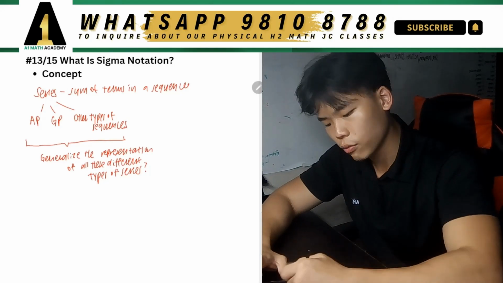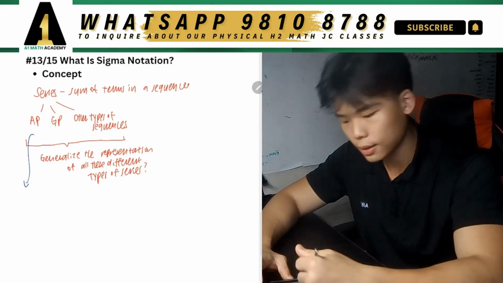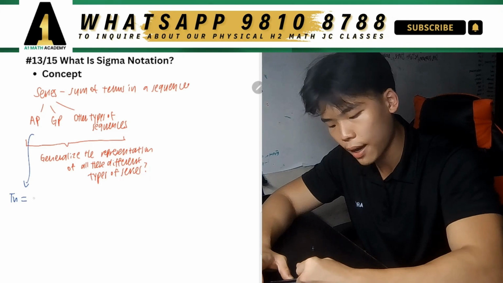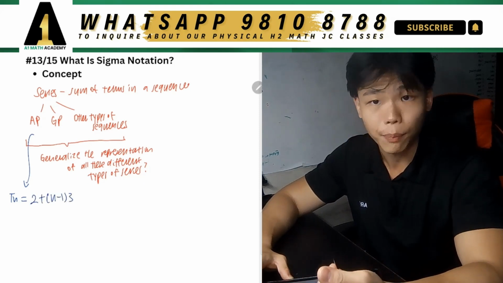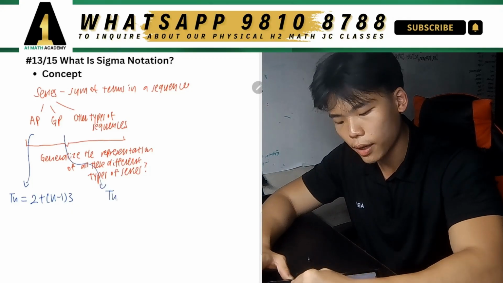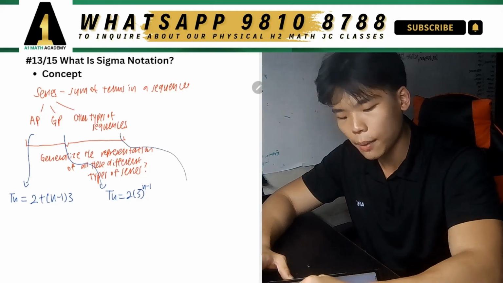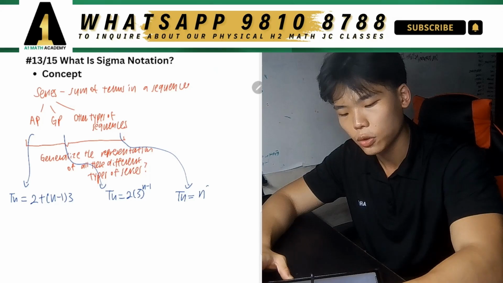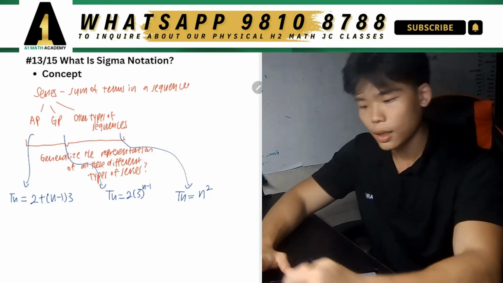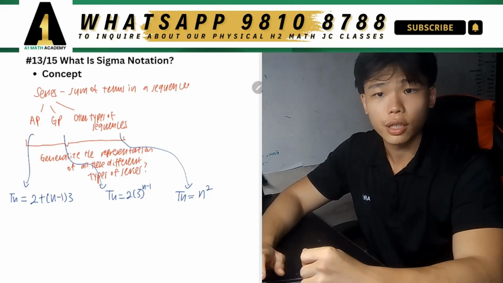So I'm just going to write down an example of a general term for three different types of sequences. So let's say for an AP, I have something like 2 plus n minus 1 times 3. Right, this is an example. Now, for GP over here, I might have something like 2 times 3 to the power of n minus 1, right? Other types of sequences, maybe I have something like n squared, right, n squared.